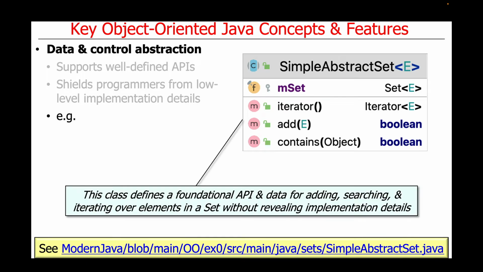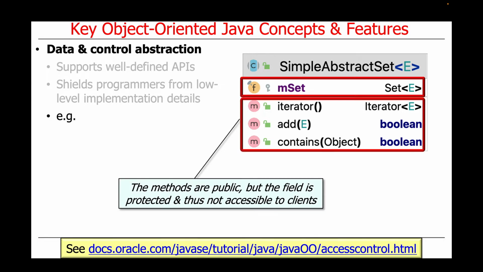For example, we're going to take a look at our case study shortly about the simple abstract set class. This class defines a foundational API as well as some data to make it possible to add, search, and iterate over elements in a set without revealing any implementation details to the client. In particular, the methods are public, however, the field is protected and is thus not directly accessible to clients. They have to access it only through the public methods.